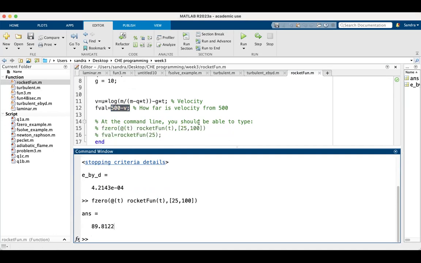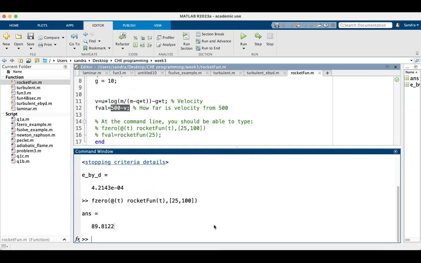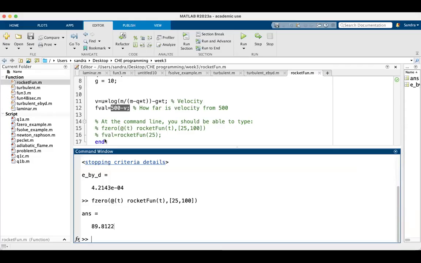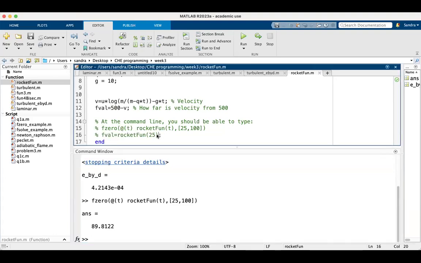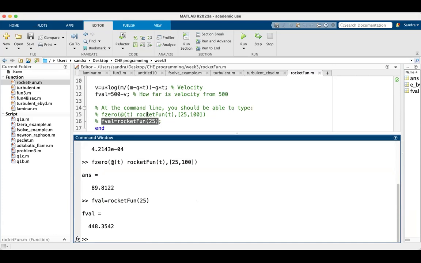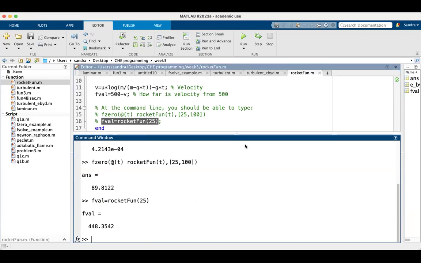The second part of the question is, for t equal to 25, what will be the function value? For t equal to 25, you can simply use the command that is given to you in the question, and you will get 448.3542. I hope this question is clear. Any doubts? No doubts, ma'am. Okay. If not, we'll move on to one more quick question.